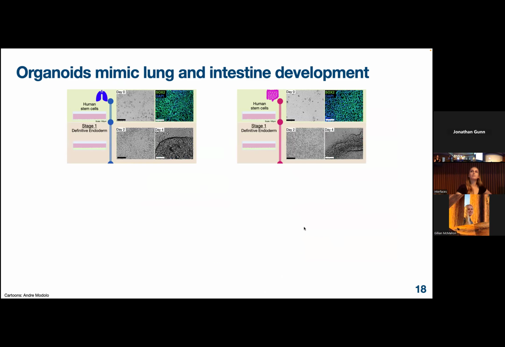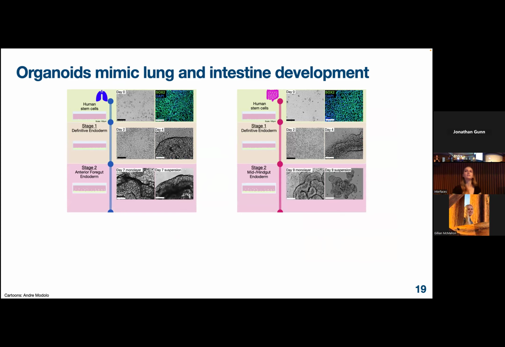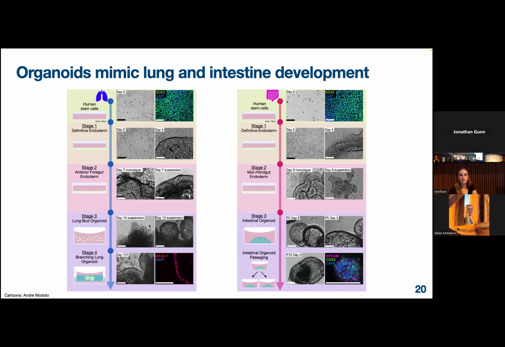The lung and intestine both go through the definitive endoderm pathway, and they look pretty similar here. This thick monolayer of cells releases little buds, and for the lung, this is the anterior foregut endoderm. For the intestine, mid-hindgut endoderm. These buds further differentiate into mature lung organoids and mature intestine organoids.